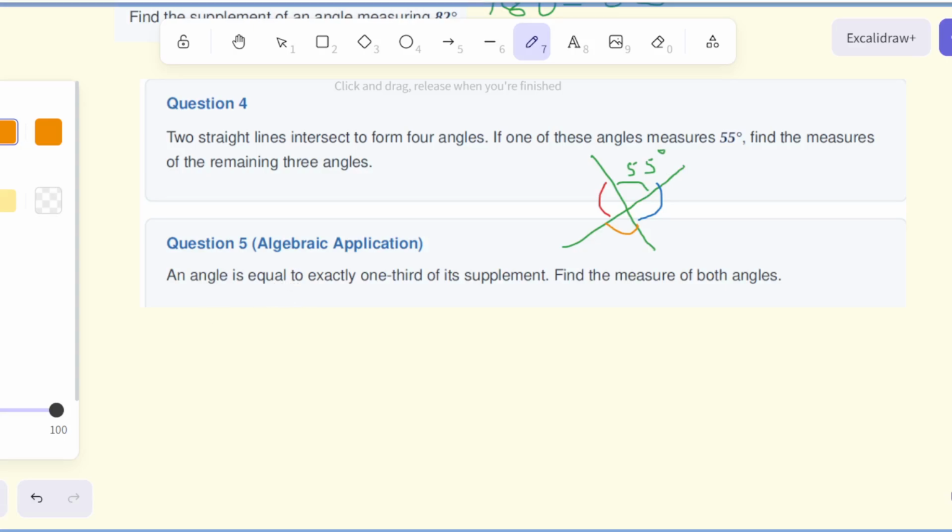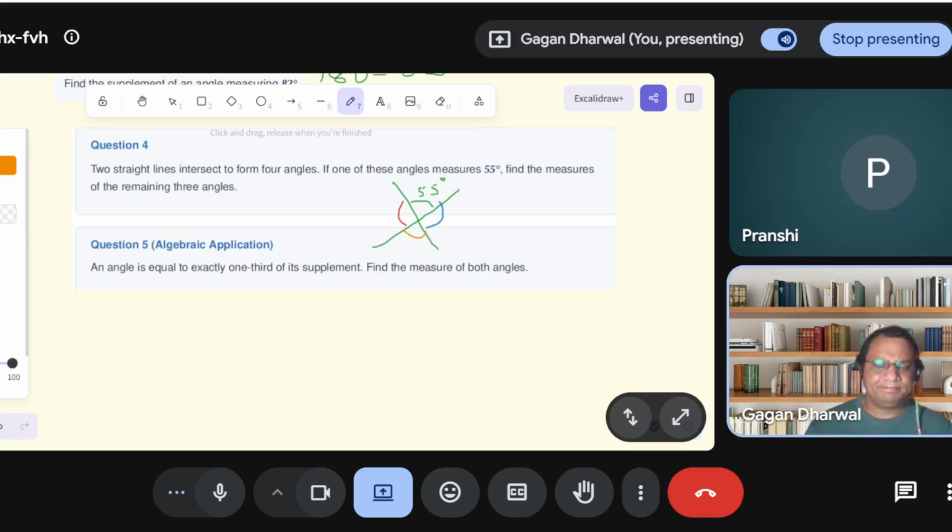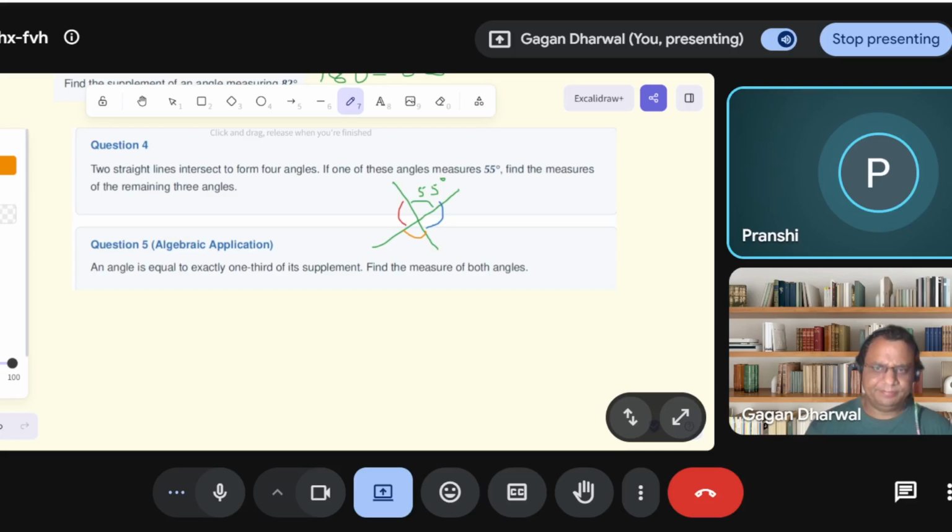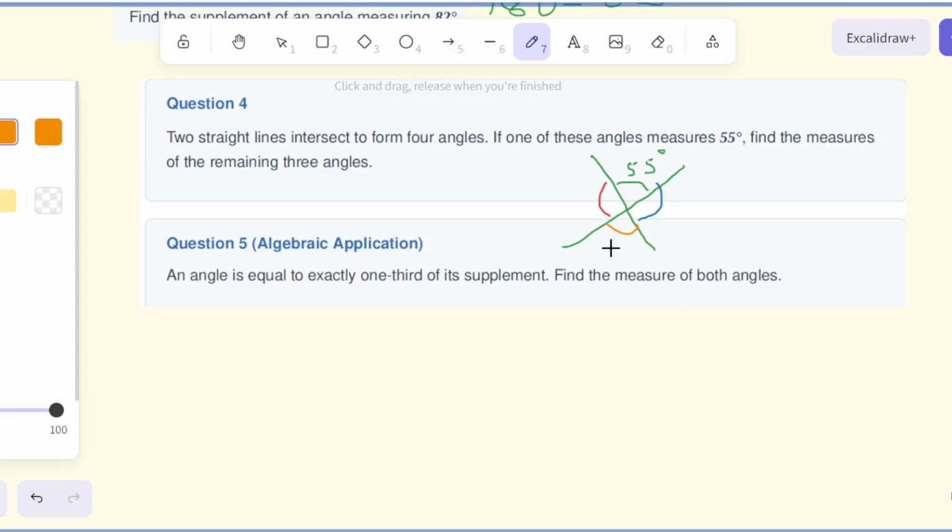How will you do that? So the one across from it would be 55. So orange would be 55. So you're saying this one will be 55, right? Yeah. Next one, these two, the red and the blue.